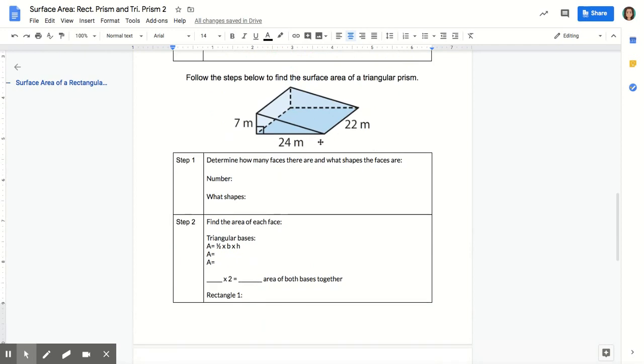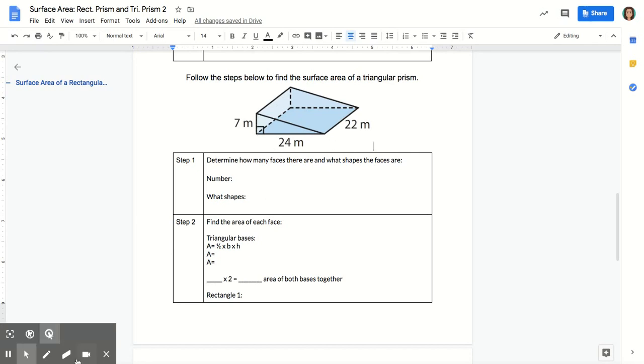and it's kind of the same situation. There's actually a side length missing. So let me see here. Right now, we have the base and the height of the two triangle bases, and we know that those are equal. So first, let's talk about the faces.